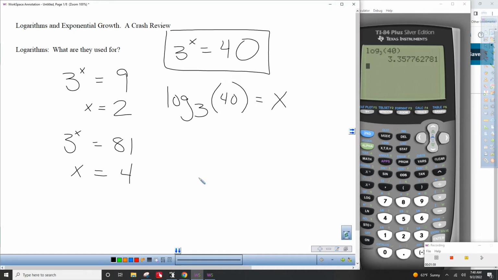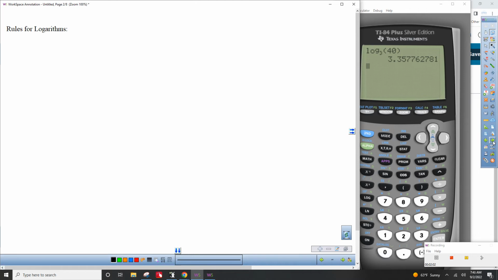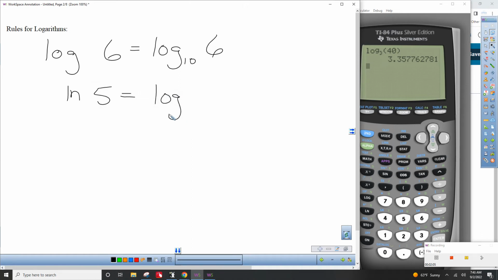Now let's learn a little bit more. So here's some rules for logs. First of all, if you just see log of 6, they're really saying that's log base 10 of 6. So if you don't see a base written down, it's base 10. If you see ln of 5, that is log base e of 5. Okay? And I'm not going to get too much into e, but we will get way into it when we get into calculus. E is a number. Consider e to be like pi, or radical 2, if you will.